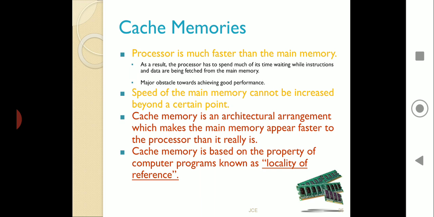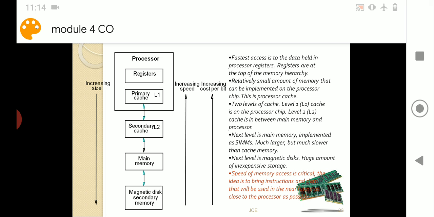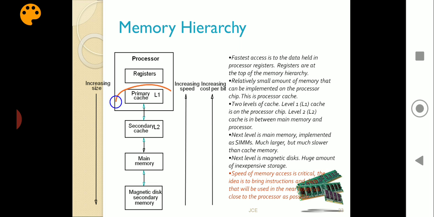So this primary cache is available near your processor chip itself. Therefore, we call it L1 cache, as you have seen in the previous slide. And the secondary cache is between the processor and the main memory. That's why we call it L2 cache. So you can observe in this slide, the primary cache, which is the L1 cache, is available just here, very near to your processor. That's why we call it level 1 cache. Next, your level 2 cache, which is available here, is in between your primary cache and the main memory.